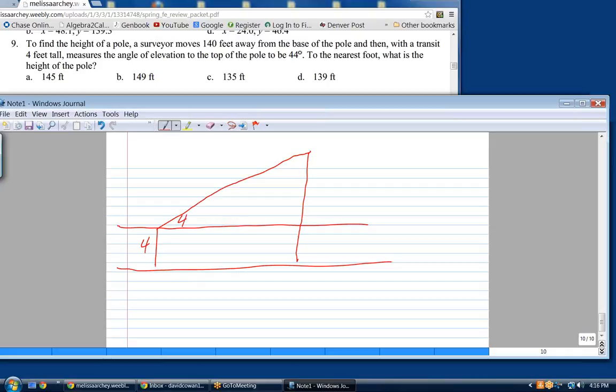This is 44 degrees. He's measuring it with a transit that's 4 feet tall. So here's the base of the transit on the ground. Here's the height, 4 feet. Here's the instrument that he's measuring it with. And we know that this is 140 feet. So what he wants is the height of the pole. We'll call it h.